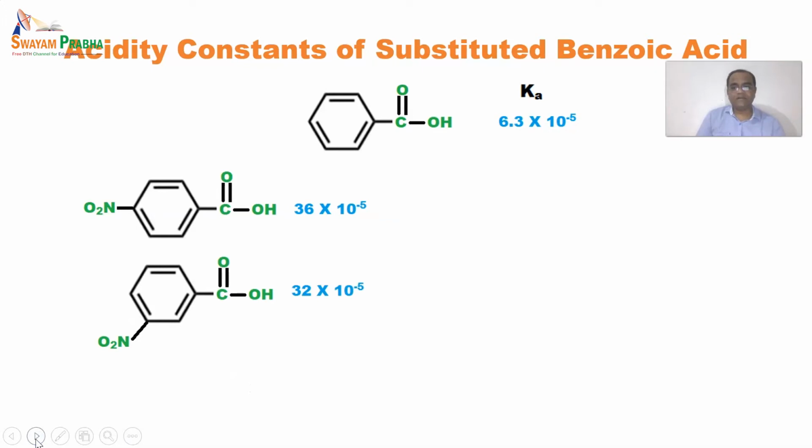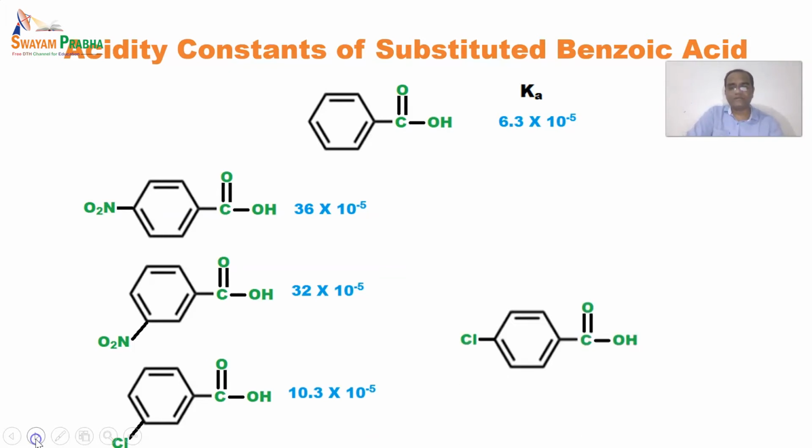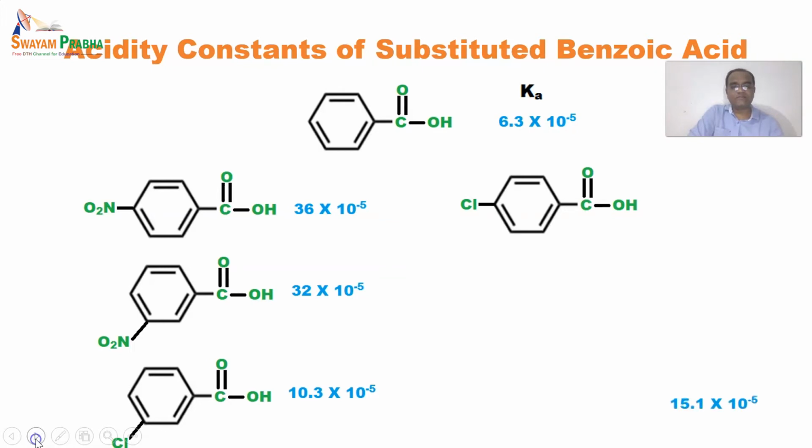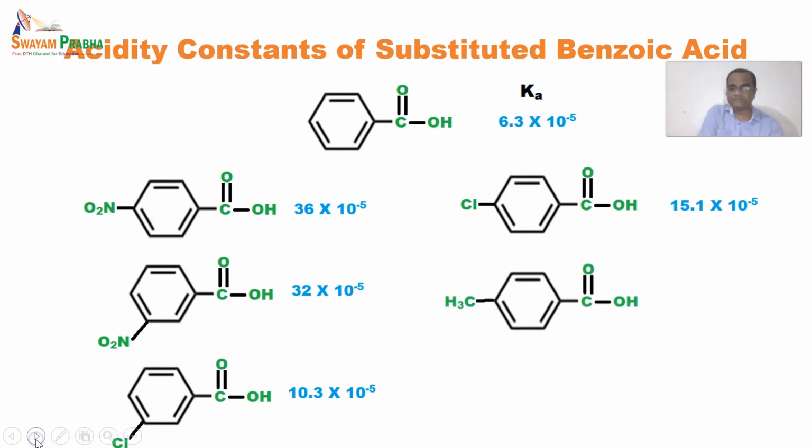After that, meta-nitrobenzoic acid has a value of 32 × 10^-5, and we will come to the numbers for para and meta. So we'll see some more examples. Again, an electron withdrawing substituent having a value of 10.3 × 10^-5, and it is again different for the para substituent. So it is 15.1 × 10^-5.